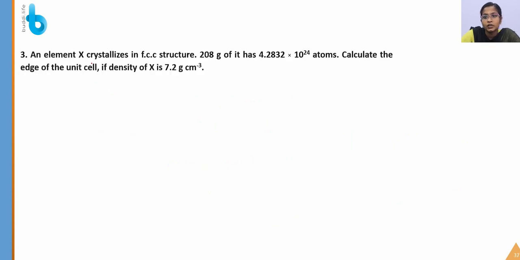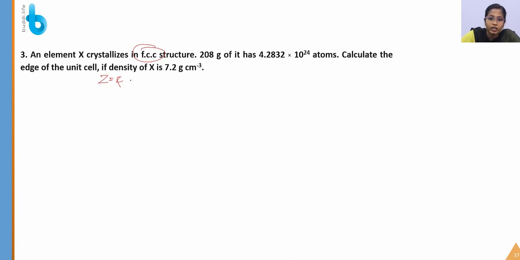So the next question is, an element X crystallizes in FCC structure. 208 gram of it has 4.2832 into 10 power 24 atoms. Calculate the edge of the unit cell if density of X is 7.2 gram per centimeter cube. So we are given that it is an FCC structure, so we know the Z value. Z is equal to 4, and the mass has been given: 208 gram contains about 4.2832 into 10 power 24 atoms.